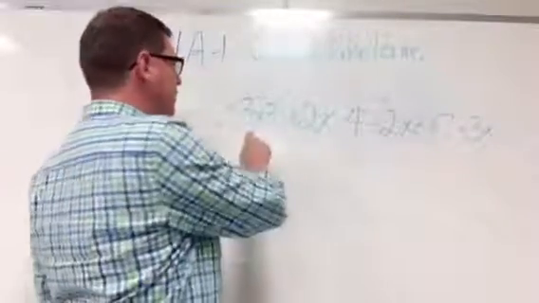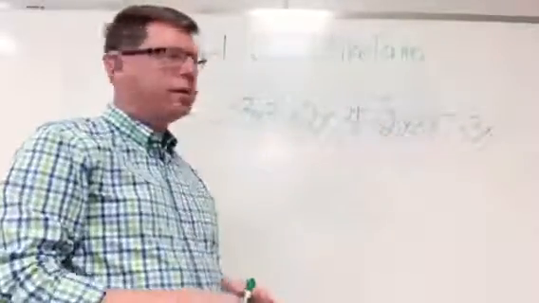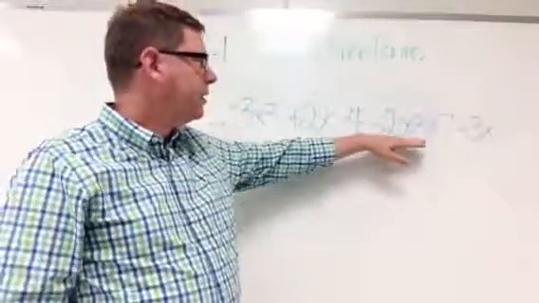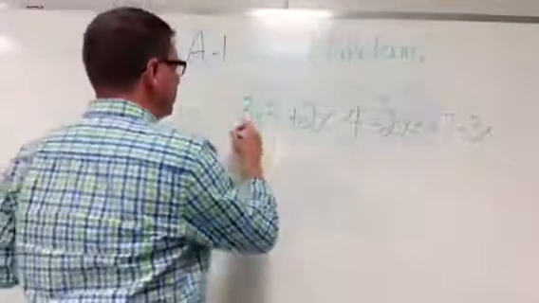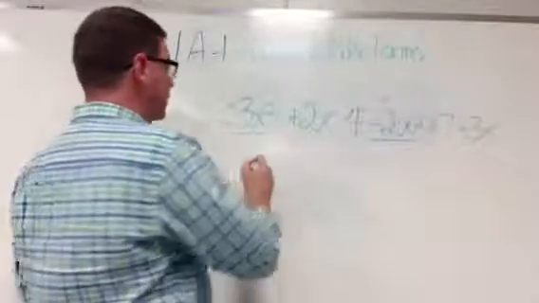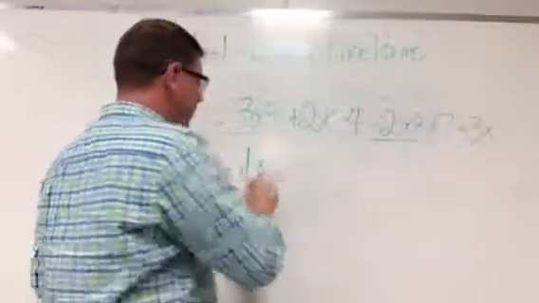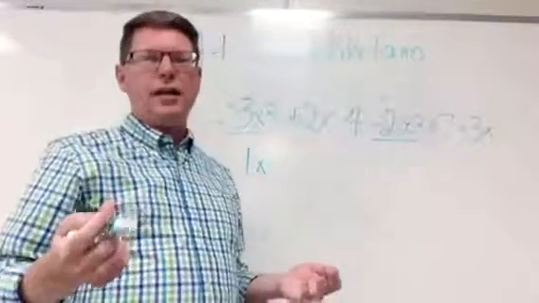Okay? So I have a 3x squared. Are there any other like terms? Why, yes, I've got a 2x squared. But this 3x squared is combined with a negative 2x squared. So 3x squared minus 2x squared. 3 minus 2 is 1, so it's just 1x squared. But you don't have to put that 1. All you have to put is the x squared. I put it for now just because.